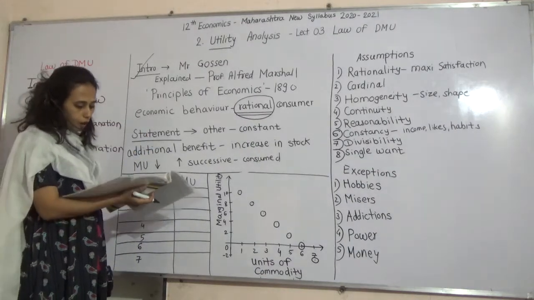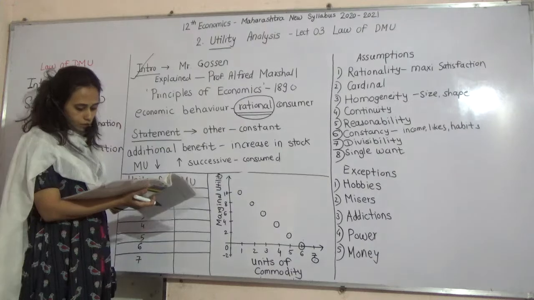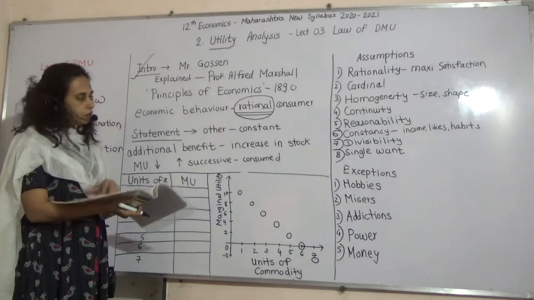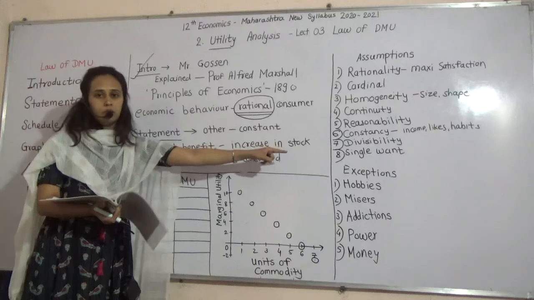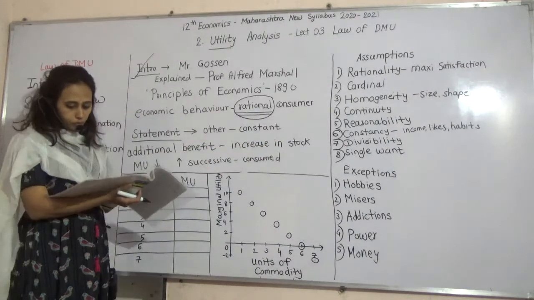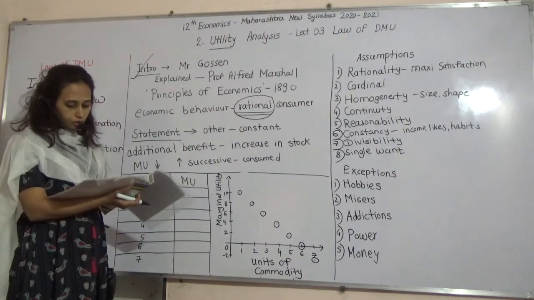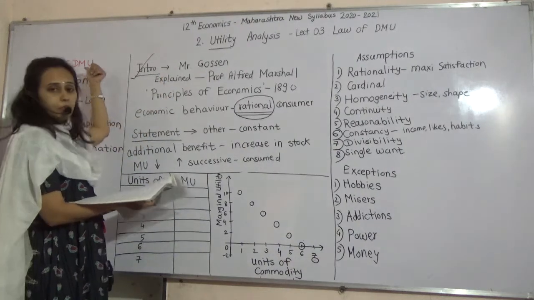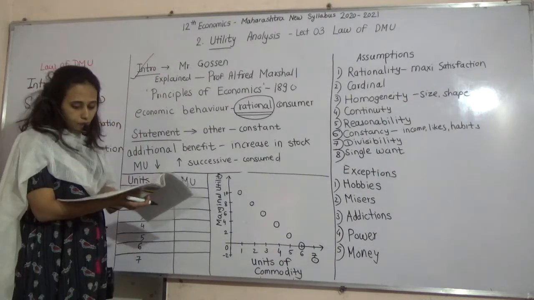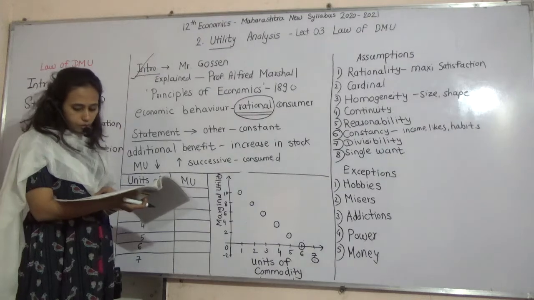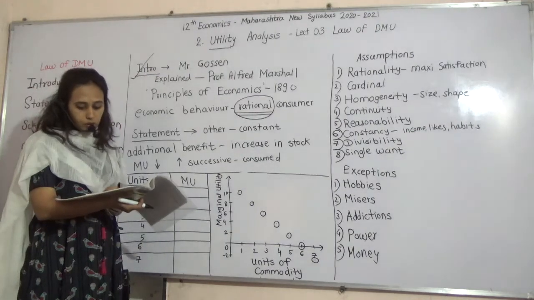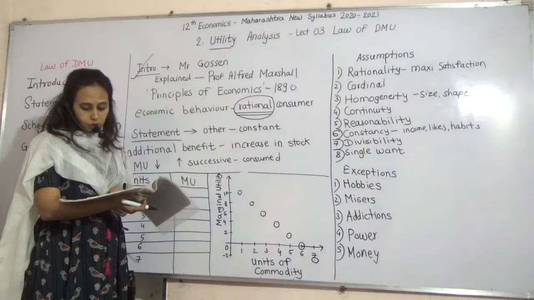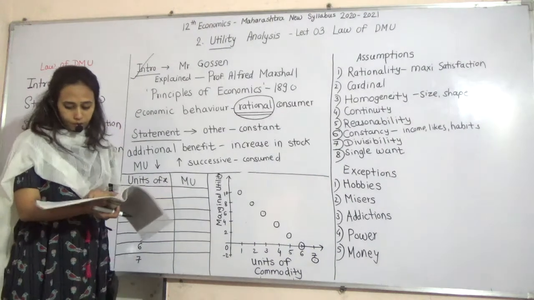I am reading it. According to Professor Alfred Marshall, other things being constant. Other things means whatever these assumptions are, they remain constant. The additional benefit, because we are discussing marginal utility, that's why the additional benefit which a person derives from an increase in the stock of a thing diminishes with every increase in the stock that he already has.